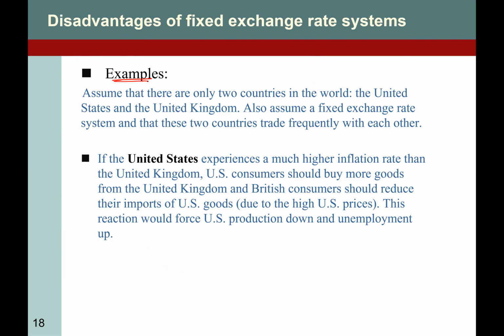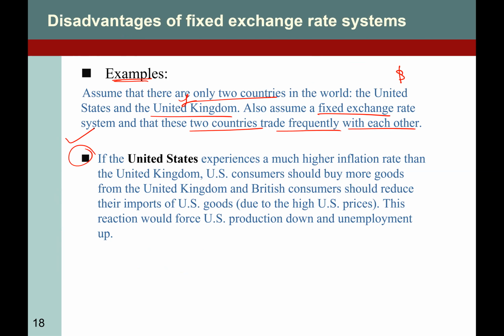So, an example: assume that there are only two countries in the world, the United States and the United Kingdom. What are their currencies? Dollar and pound. Also assume that there is a fixed exchange rate system. We are going to talk about this example with other systems as well, like the floating exchange rate system, so pay close attention to this one. Right now, there are two countries, and we assume a fixed exchange rate system, so those two countries trade more frequently with each other.